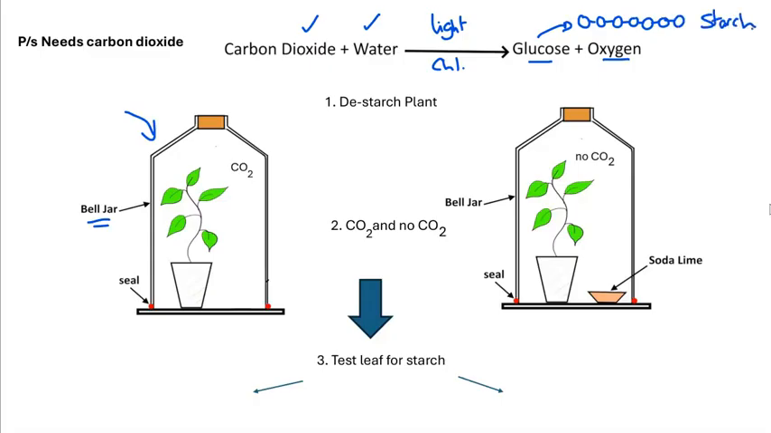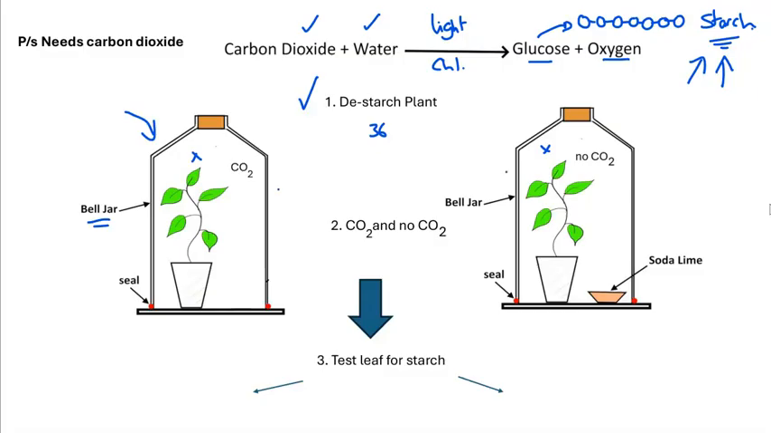Now, starch is quite easy to detect and show that it's present. So we're going to find starch as our indicator that photosynthesis has occurred. So we will begin, of course, first by destarching the plant for 36 hours in the dark. And so both of these plants will not have starch to begin with.